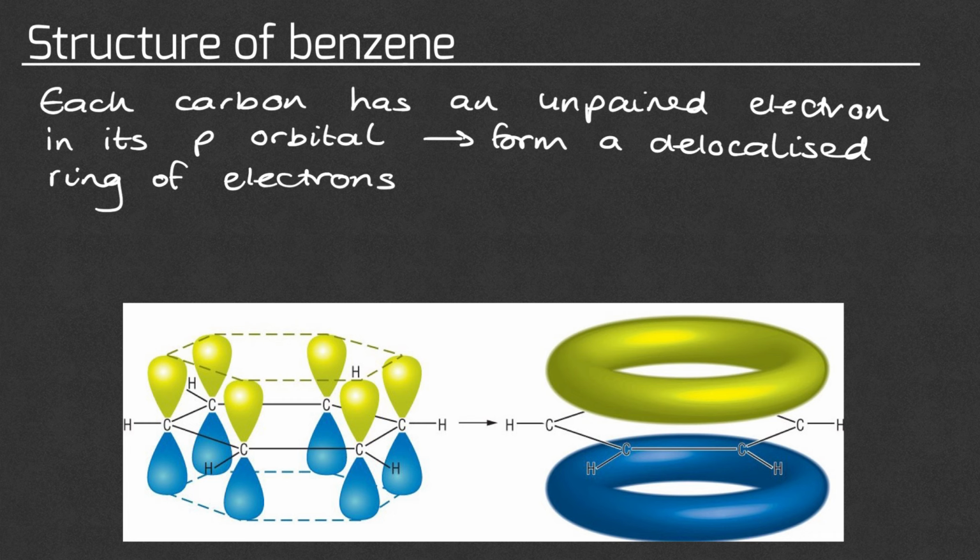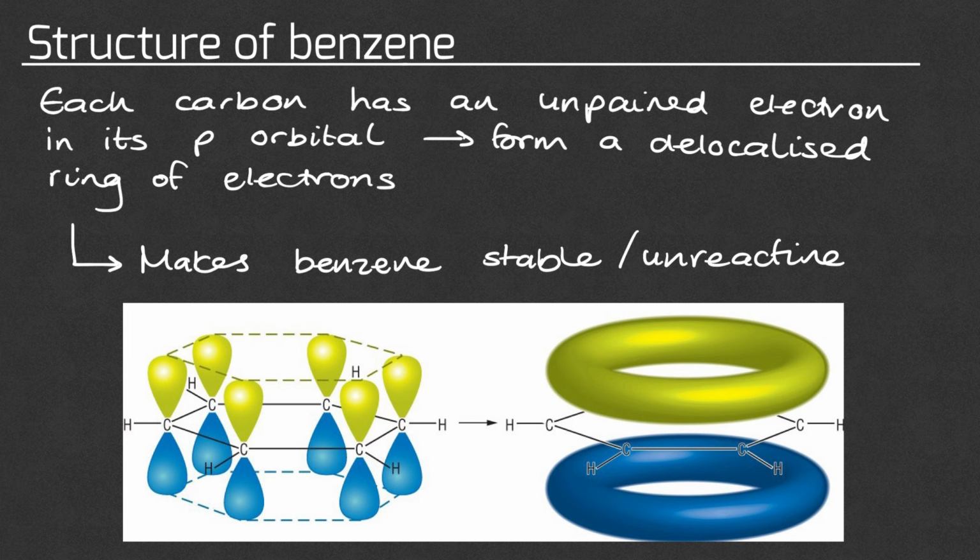That's why this topic is called aromatic chemistry. Organic molecules with delocalized systems are called aromatic molecules. Molecules which aren't aromatic, so pretty much all the other organic molecules you've looked at so far in A-level chemistry, are called aliphatic molecules.